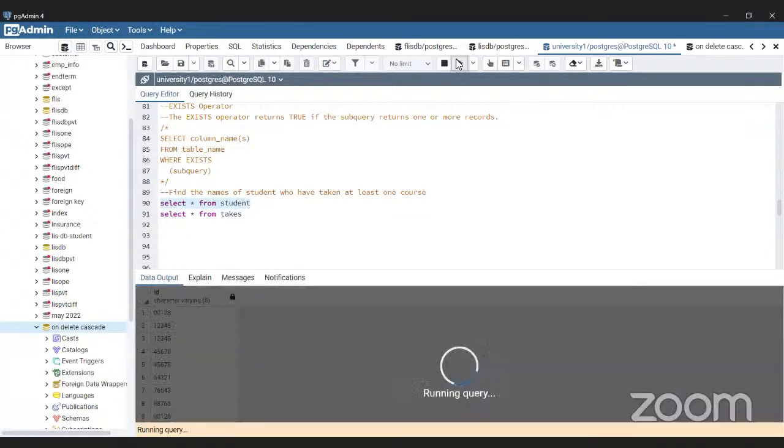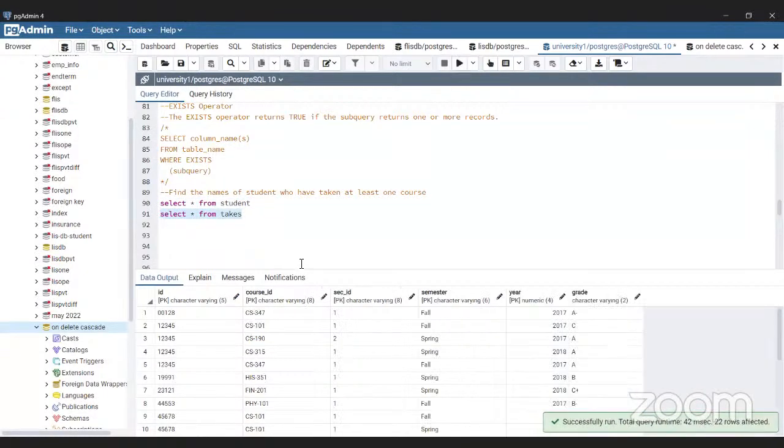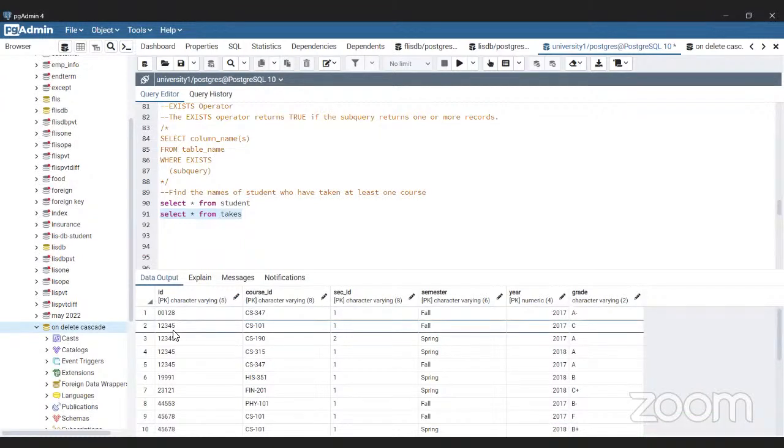Select star from student. In the student table, you will find ID, name, department name, and total credit. In the takes table, you will find student ID and the corresponding course ID. Suppose 00128 has taken CS347, 12345 has taken CS101, and 12355 has taken CS101, like this. You want to find the names of students who have taken at least one course.